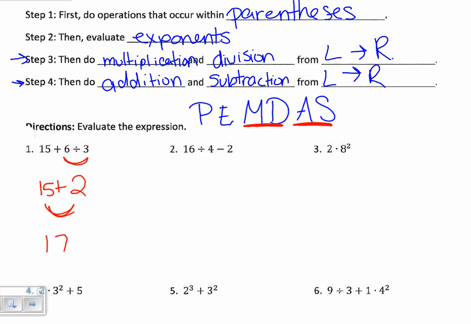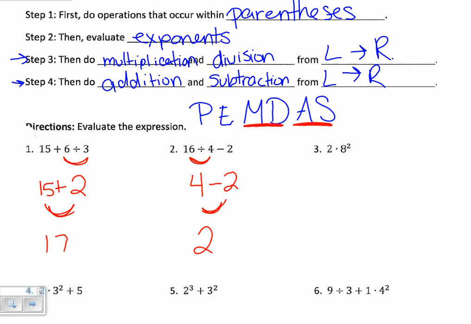So number 2, no parentheses, no exponents. So I'm going to start with multiplication and division. 16 divided by 4 happens first. 16 divided by 4 is 4. And then I bring down everything I haven't dealt with yet. I haven't done anything with minus 2. Then addition and subtraction. So I'm going to do my subtraction next. 4 minus 2 is 2.